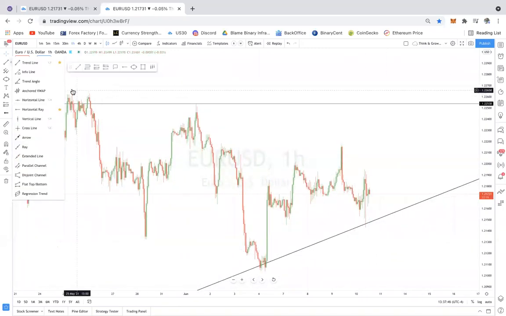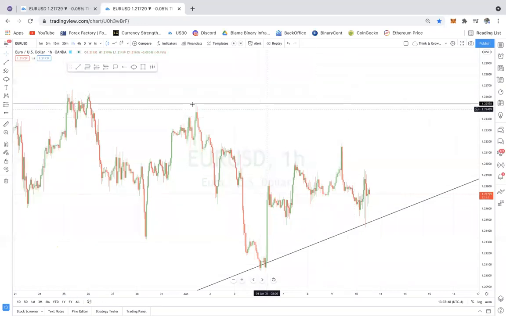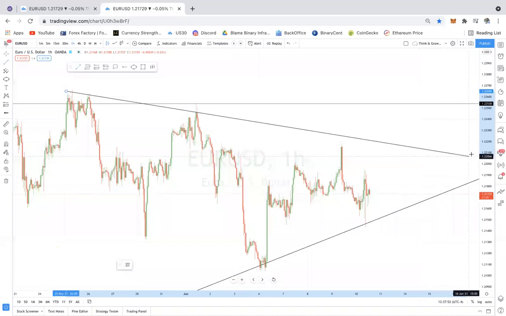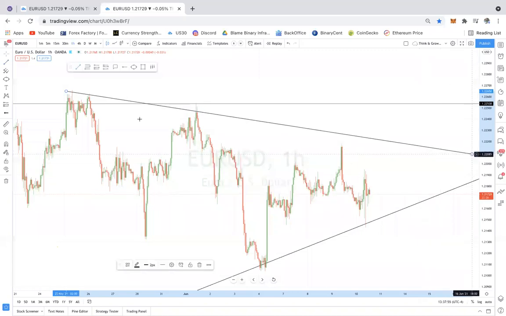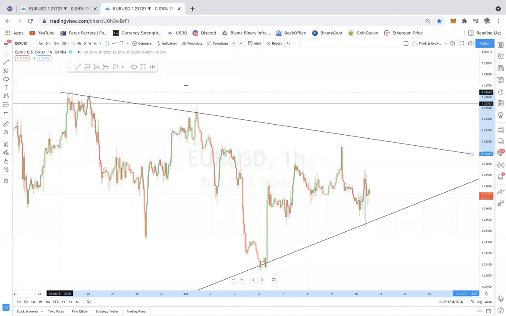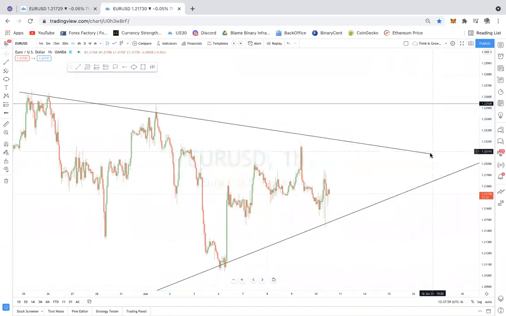So we're gonna do another trend line over here. We already know the overall move of the market is to the upside. All right, the overall move of the market is to the upside.